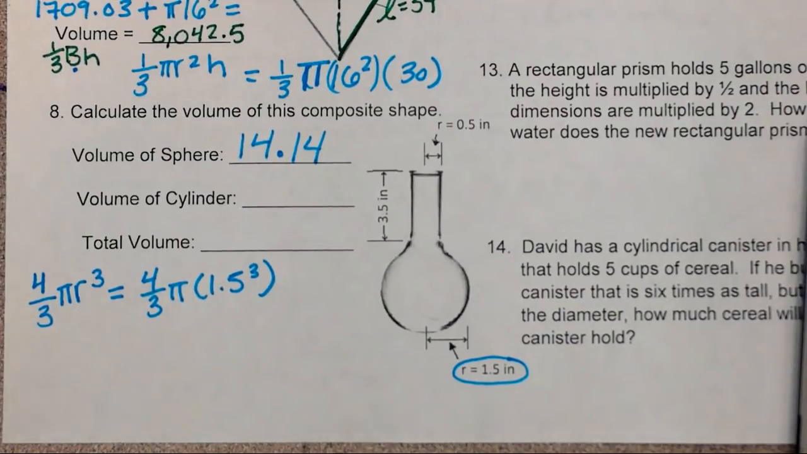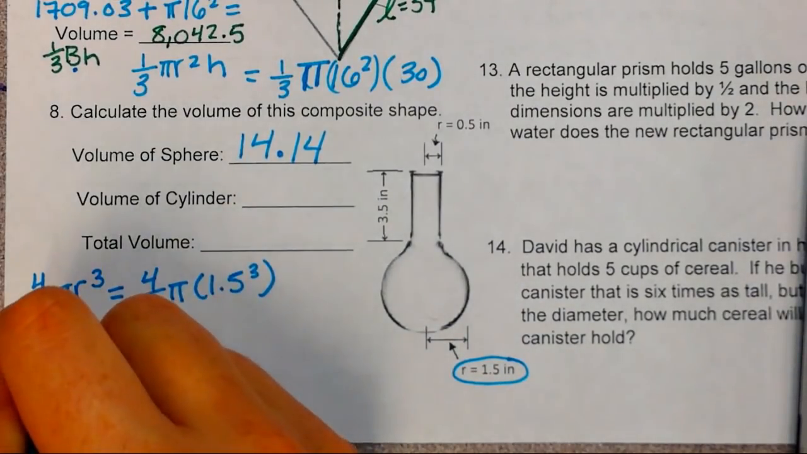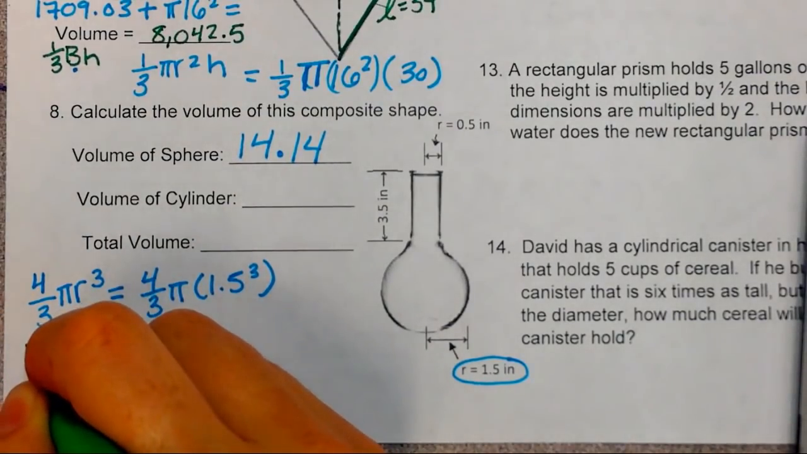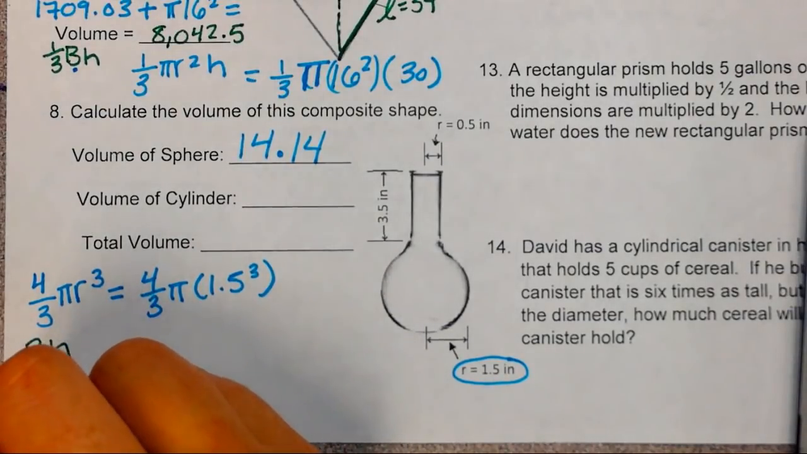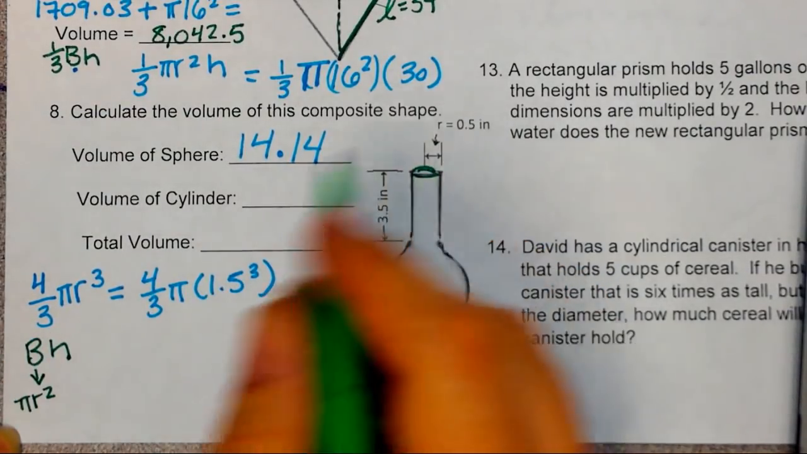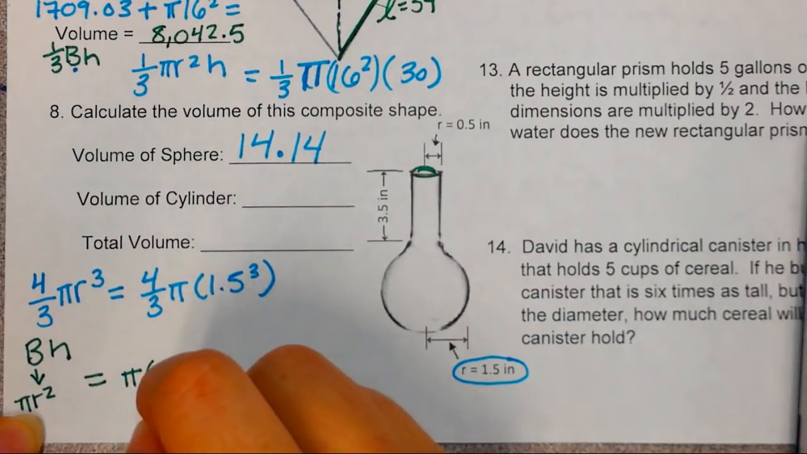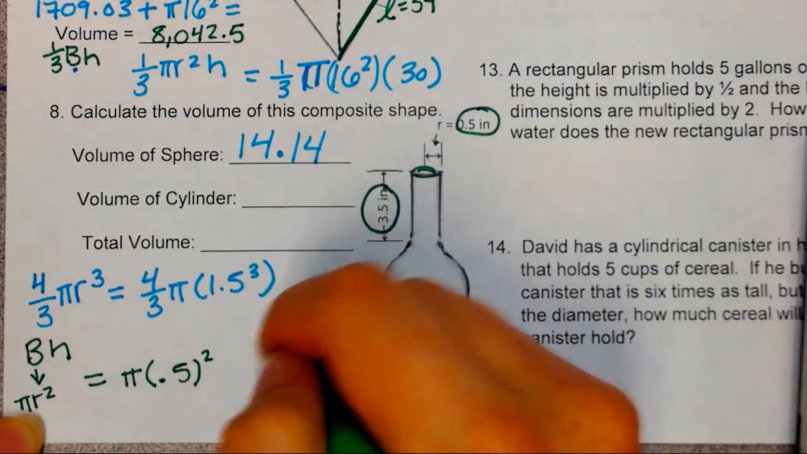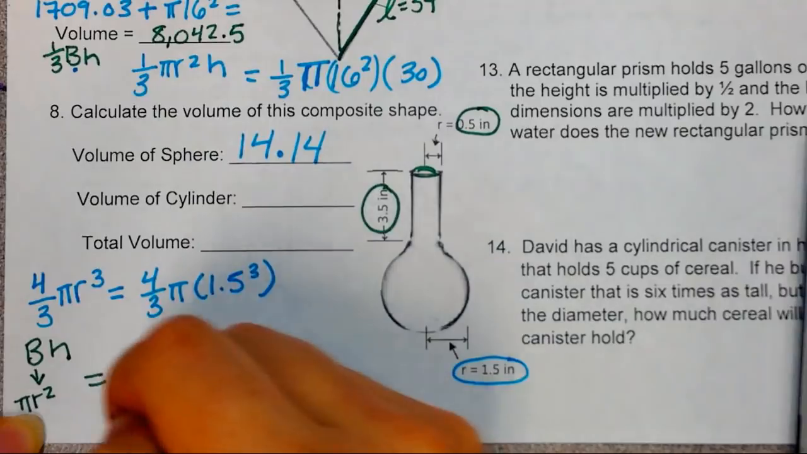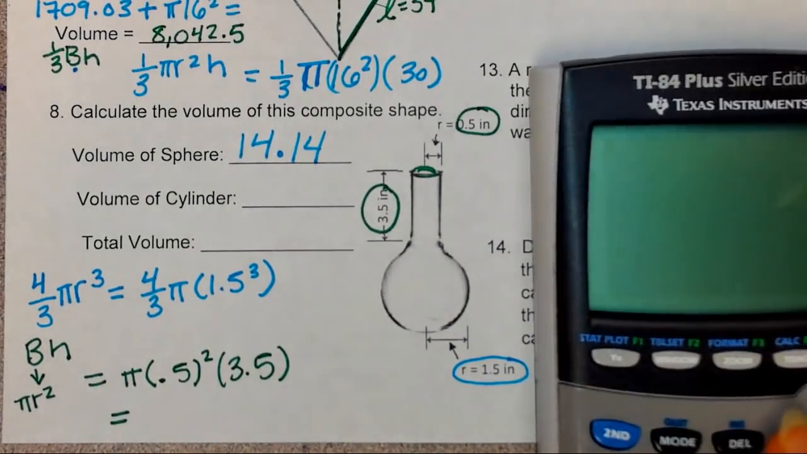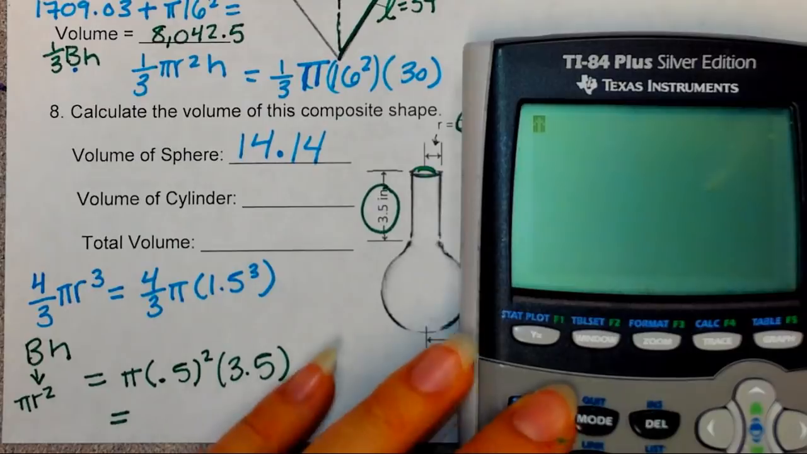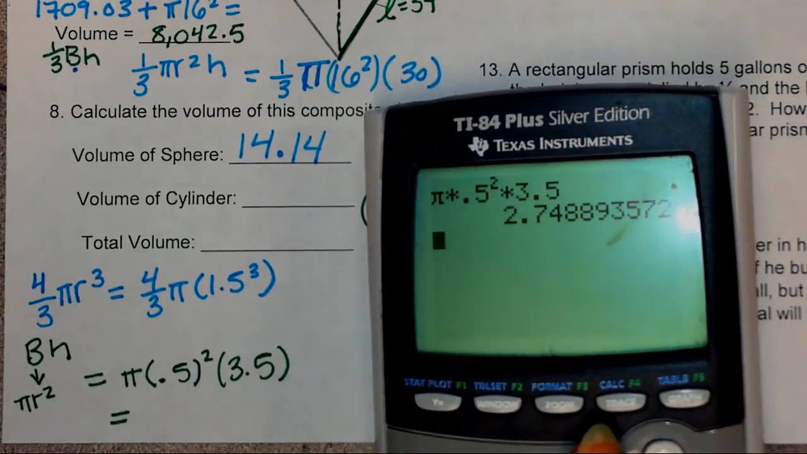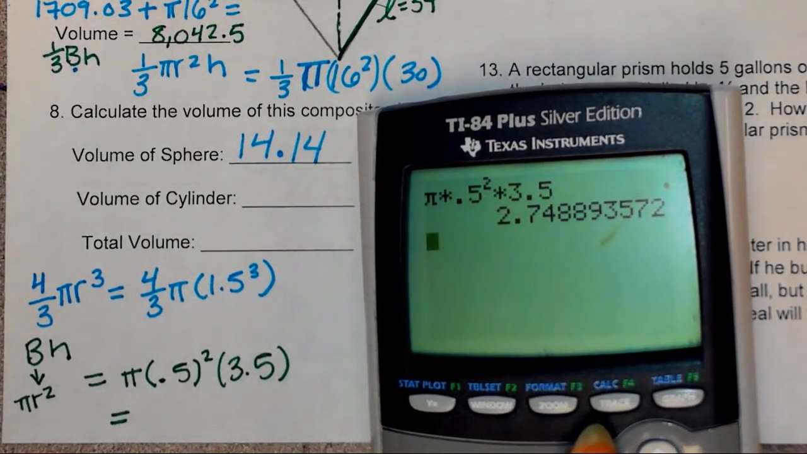And then for the cylinder, the formula for volume is area of the base times the height. But remember, area of the base is going to be pi r squared because it's a circle base. So that becomes pi times 0.5 squared because we want to use this radius, and then this height of 3.5. So pi times 0.5 squared times 3.5. And so that's about 2.75.